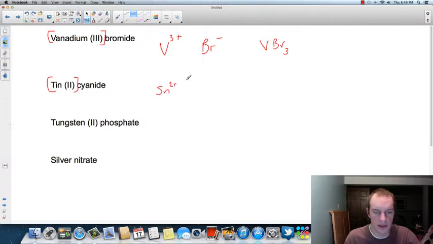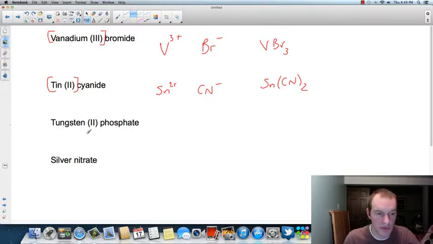Similarly, for tin 2 cyanide, we know that tin 2 all goes together, so it's going to be Sn with a 2 plus charge. Cyanide is a polyatomic ion, CN with a -1 charge. So we can see that we're going to need 2 cyanides for every 1 tin in order to make a neutral compound: Sn(CN)2.